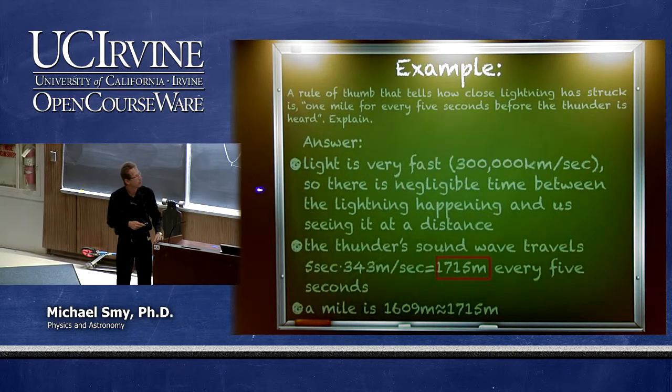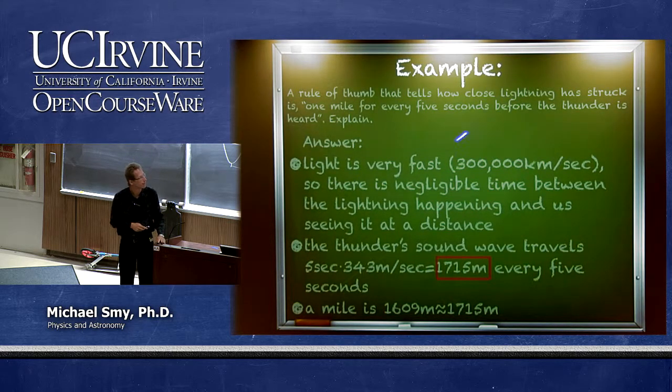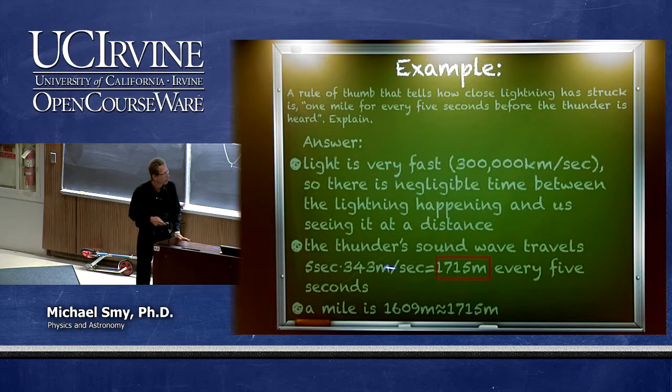First of all, we note that the light speed is very fast, about 300,000 kilometers per second. And so we can neglect any time elapsing between the lightning happening and us seeing it at a distance. The sound wave produced by the thunder travels in 5 seconds a distance of typically about 1,715 meters, just simply 5 seconds times 343 meters per second.